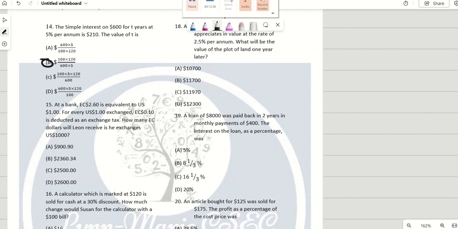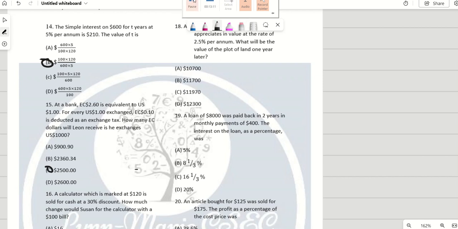So first off, we know that his $1 is 260, but they're deducting 10 cents. So now we could say for every $1, it will be $2 and not 60 cents, but $2.50 EC. So for 1,000 US, it would be $2.50 multiplied by 1,000, right? You shift 1, 2, 3, right? That's 2500, 2500 EC. So the answer is C.